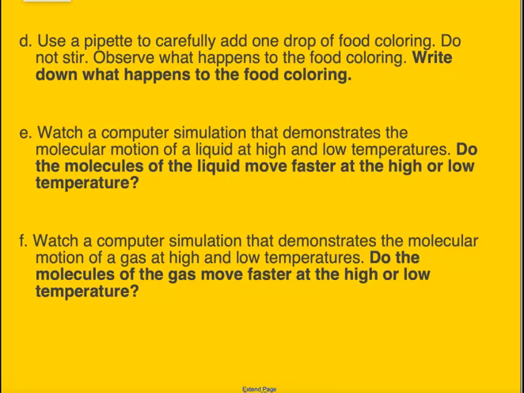All right, so you should have your observations done for B and D. Now, E says, watch a computer simulation that demonstrates the molecular motion of a liquid at high and low temperatures. Do the molecules of the liquid move faster at high or low temperatures? And then you're going to watch a computer simulation for a gas. Do the same thing. Do the molecules of the gas move faster at the high or the low temperature?